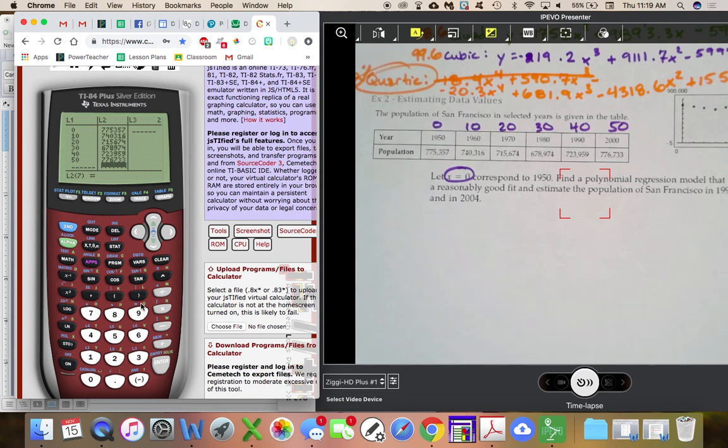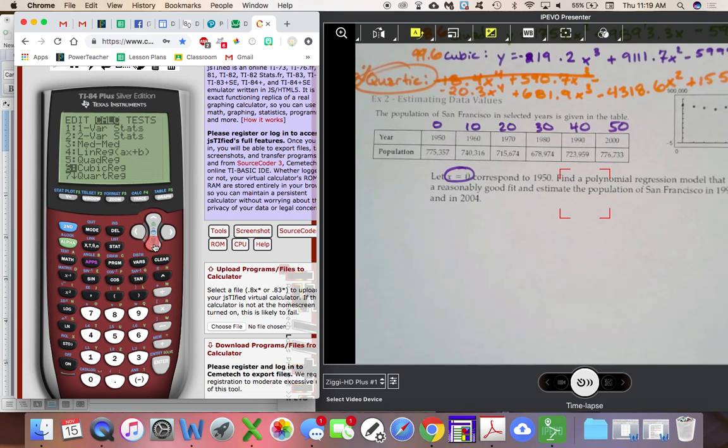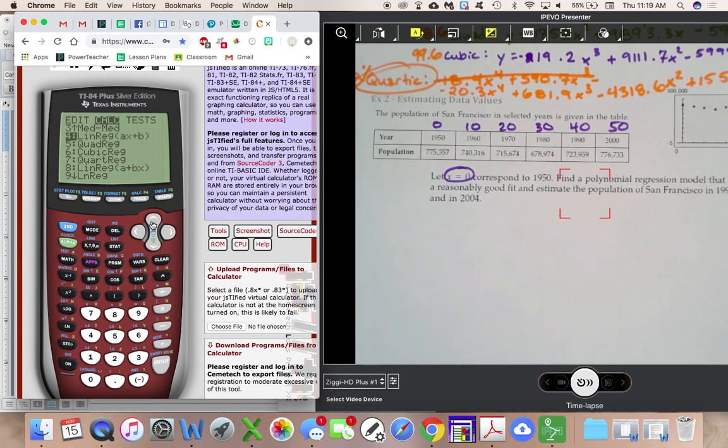Okay, so you get all of them typed in there? Now, you hit the same button, stat again, but instead of going edit, you go over to calc. If we want a linear function, we hit linear regression. If we want a quadratic function, we hit quadratic regression, cubic regression, quartic regression, whatever. Does it say which ones it wants us to do? Find a polynomial regression model that is a reasonably good fit.